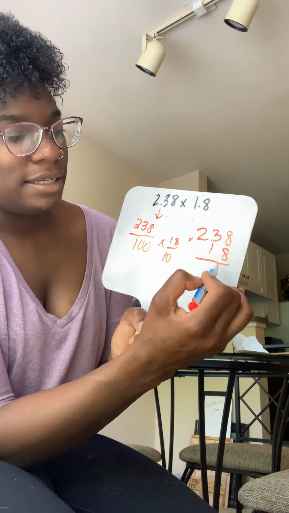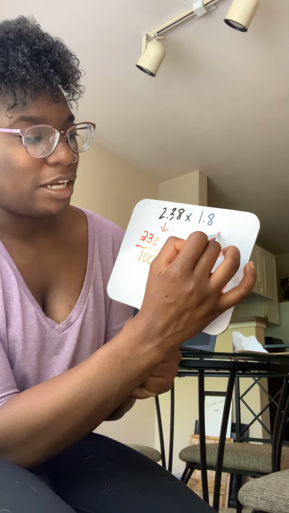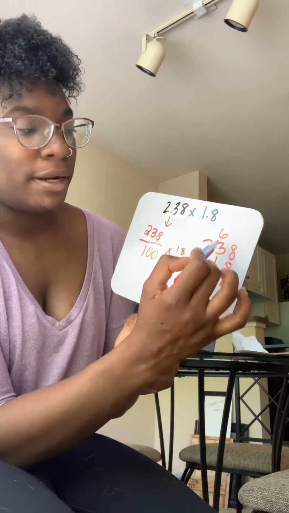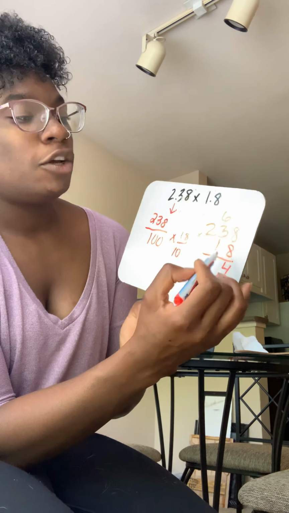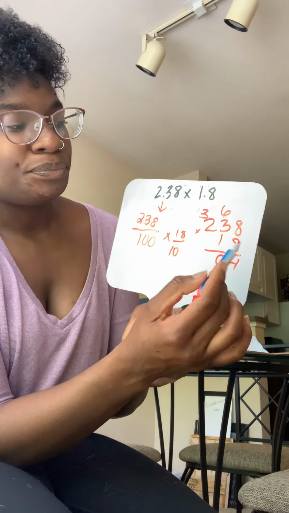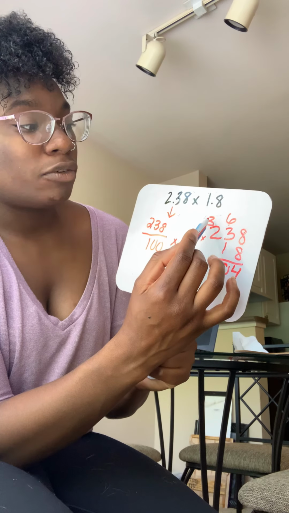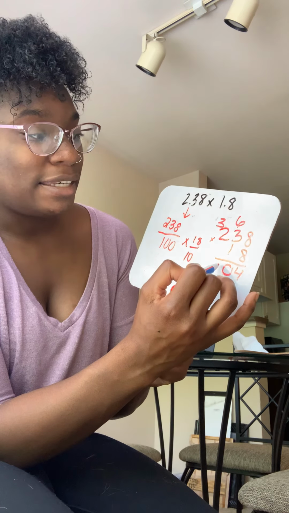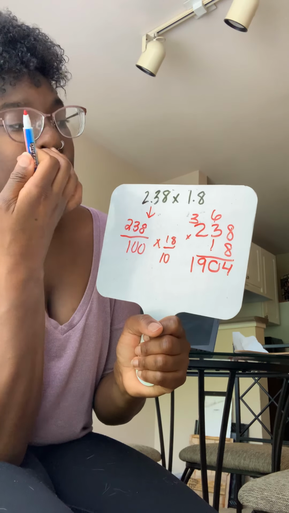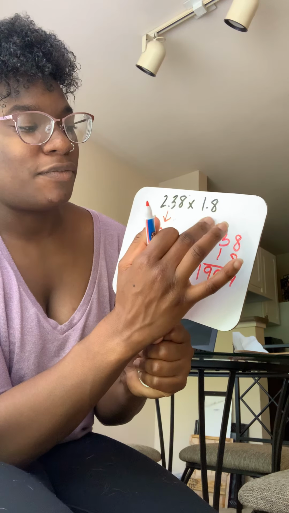All right. 8 times 8 is 64. So I'm going to drop my 4 and carry the 6. And 8 times 3 is 24 plus the 6, which is 30. So I'm going to drop the 0 and carry the 3. 8 times 2 is 16 plus 3, is 19. All right, so now that we're done with these numbers, I'm going to erase them so that you don't confuse yourself in the next step.